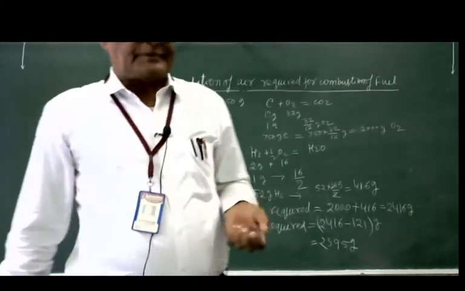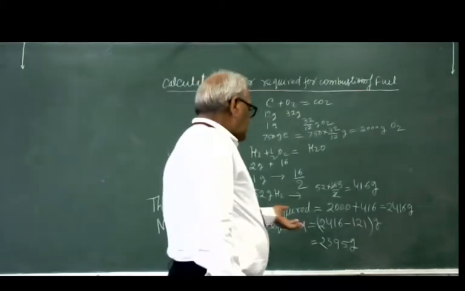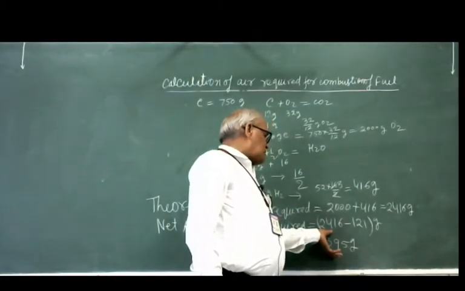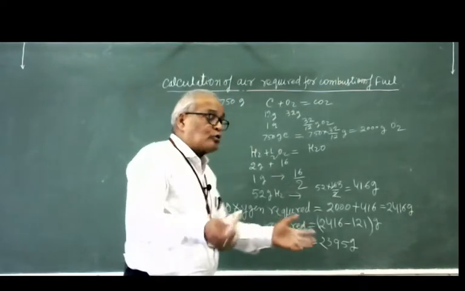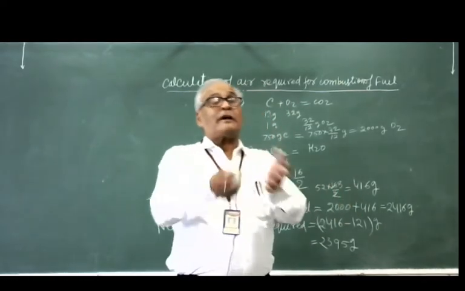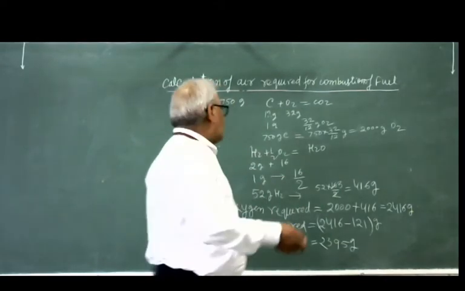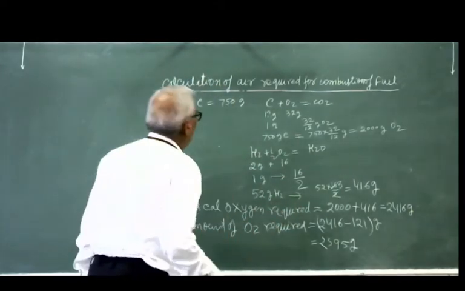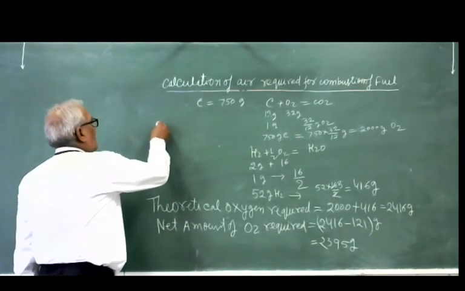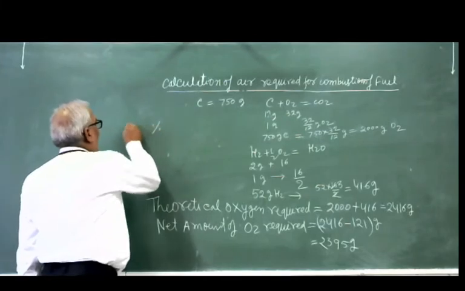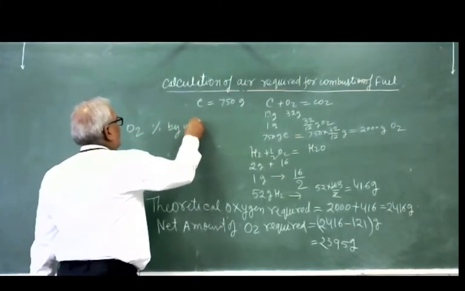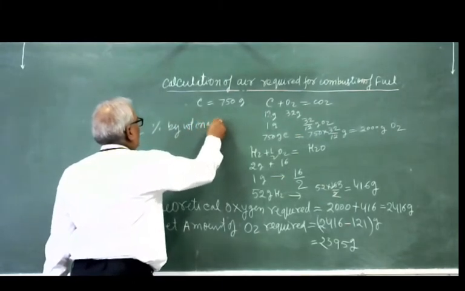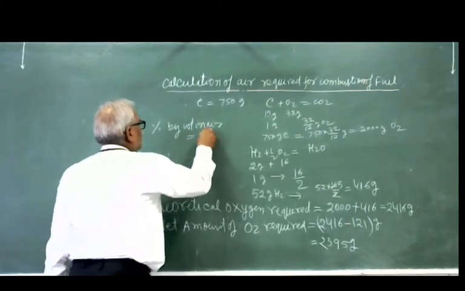Now the question is, this is the total amount of the oxygen required. So what is the minimum amount of air required? Just see here, I have told you that the oxygen percentage by weight in air is 23%.